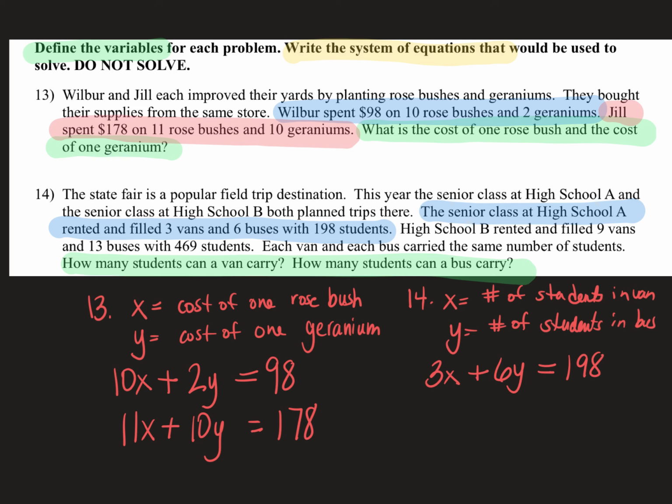And then in red, I'll highlight high school B rented and filled 9 vans and 13 buses with 469 students. So a total of 469. What do you add together? You add together 9x with 13y to give you a total of 469. So add to get a total, so equals. And that's the solution to 14. That's all you have to do.